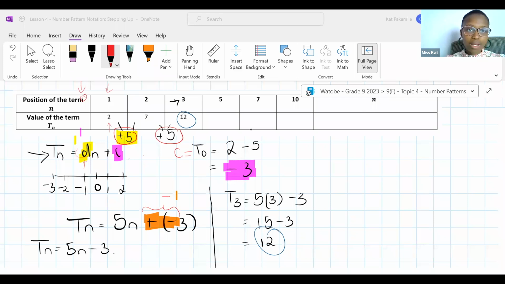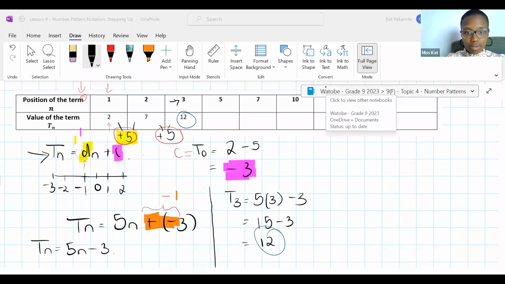Let's complete our table. I just saw a hand go up. Chichi, is there a question or are you helping me complete? Ma'am, I want to help you complete it. Let's complete our table, darling. Okay, ma'am.